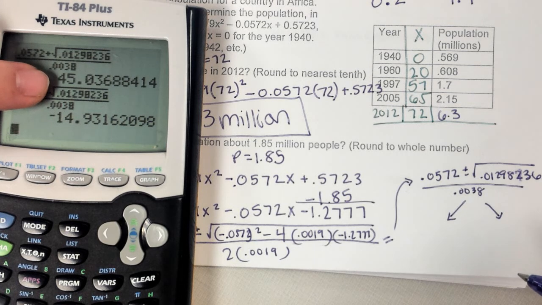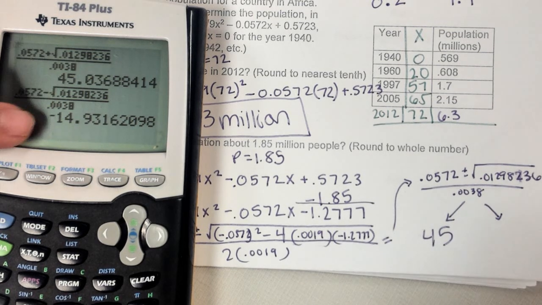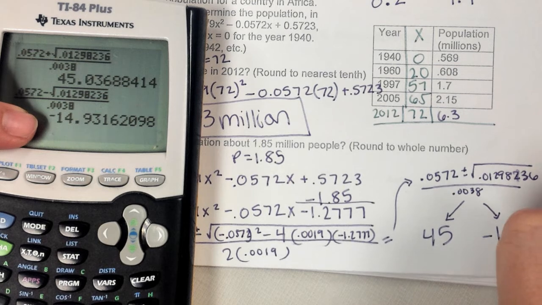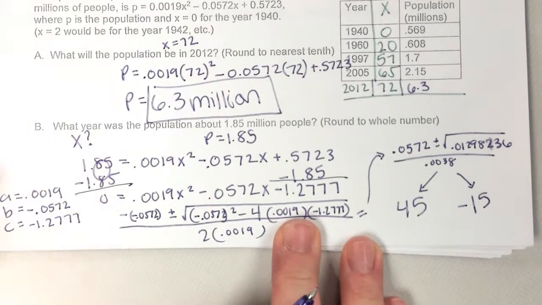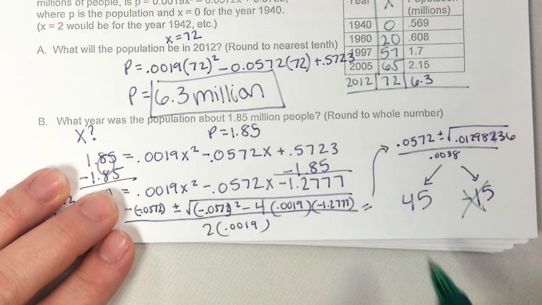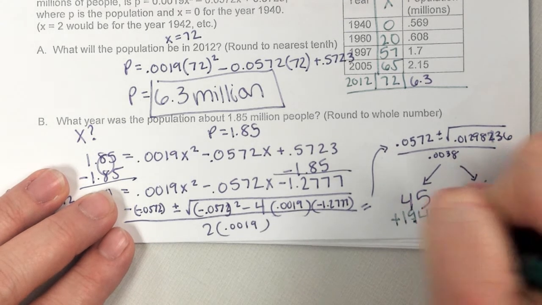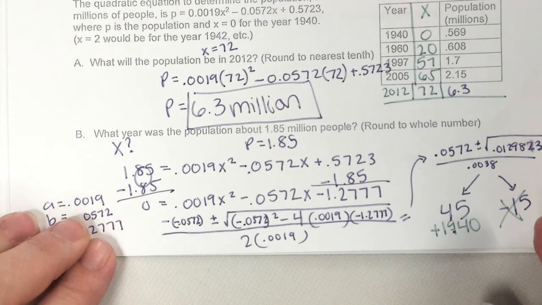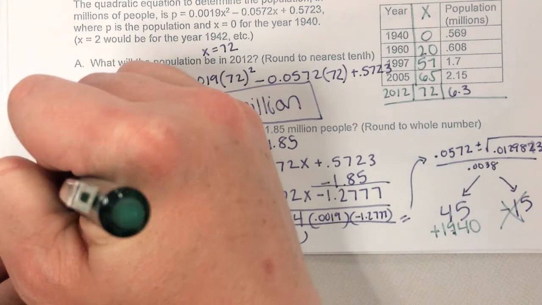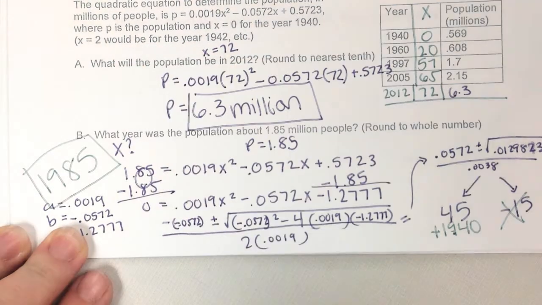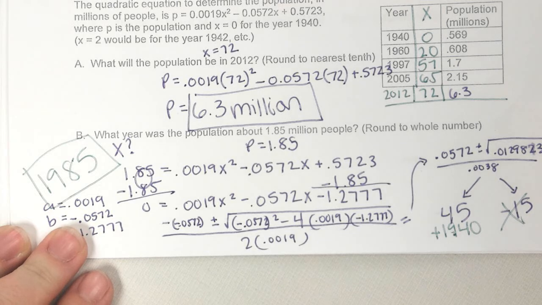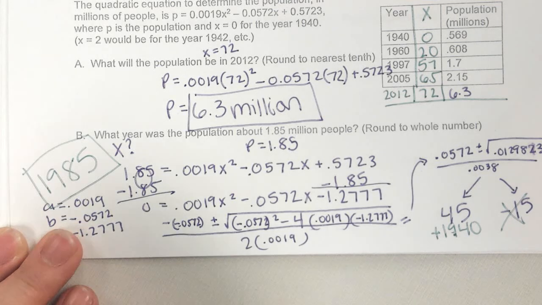So what's my nearest whole number on this first one? 45. And what's my nearest whole number here? Negative 15. Which one does not make sense? The negative 15. Now, how do I figure out what year is 45? What am I going to add it to? Add it to 1940. And what year does that give me? 85. 45 plus 1940.